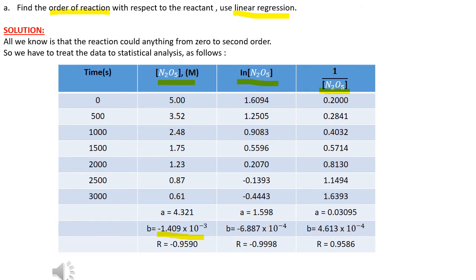Under integrated rate law, we have to find the values for the y-axis. A plot of concentration versus time is a zero-order reaction, that of ln of concentration against time is first order. Finally, a plot of 1 over concentration versus time is second order. Pause the video and find the different concentrations.